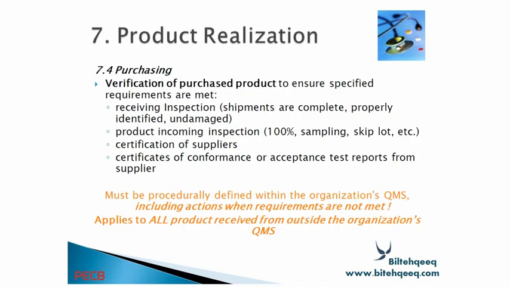And activities. Verification of purchased product to ensure specified requirements are met. Receiving inspections: shipment is complete, properly identified, undamaged product. Incoming inspection, 100% sampling, skip lot, etc. Certification of supplier, certificate of conformance, or acceptance test report from supplier.